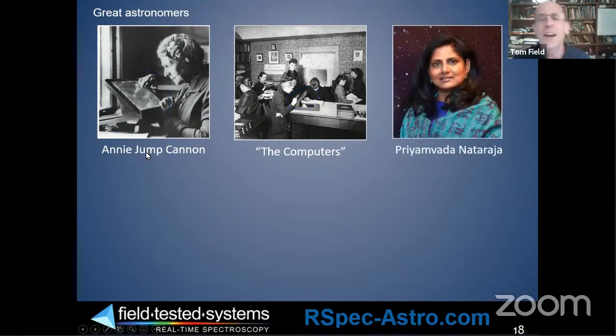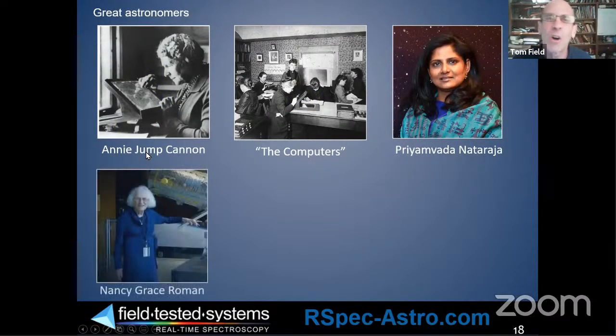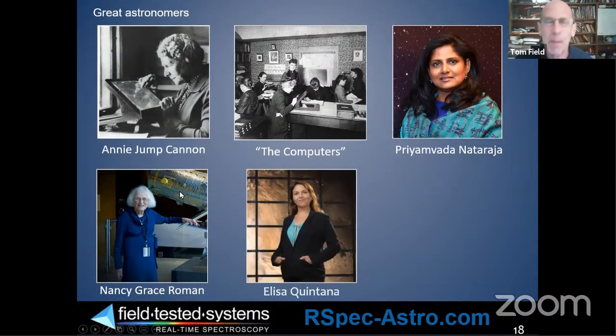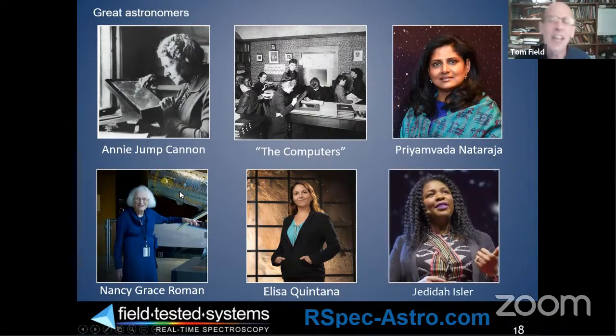Another example is Priyamvata Natarajan. She's at Yale, and she studies hyperactive black holes. Nancy Grace Roman was the first astronomer at NASA. She got her PhD in the 1940s. She was a big proponent of the Hubble Space Telescope, which is in the background there. Thankfully, she had a hand in making it happen. Elisa Quintana studies exoplanets and has discovered some in the Goldilocks zone around some red giants where there might be water and thus perhaps life of the sort we're familiar with. And finally, Jedidah Isler, she's at Dartmouth, and she studies gravitational lensing around black holes.